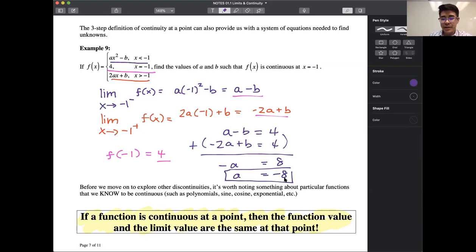And then we can plug -8 into either one. I'll plug it into the top. We get -8 minus b is equal to 4. -b is equal to 12. B is equal to -12. So my solution set is -8 for A, -12 for B. Any questions?